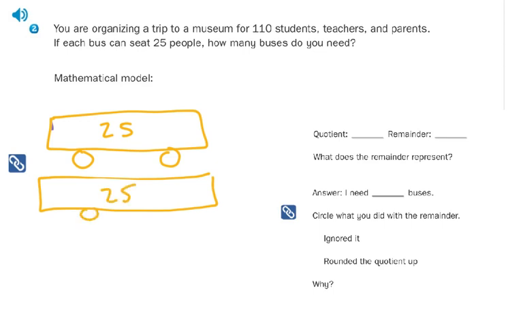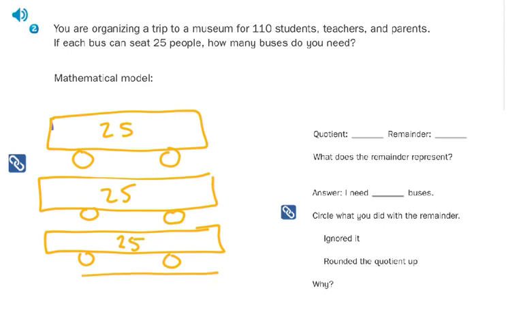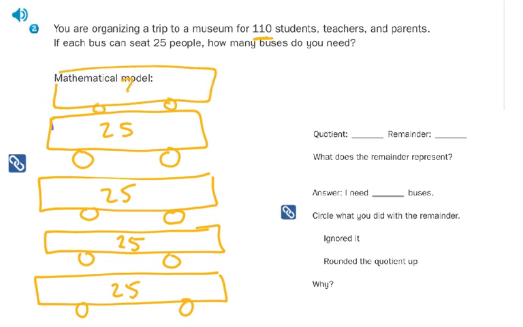So how many students are on a bus now? 25 and 25 is 50. Another bus. Another 25. That's 75. Another set of students, that's 100. Can I stop there? Absolutely not. That's only 100 students or parents or teachers. We need to have another bus to make it 125 possible people riding.